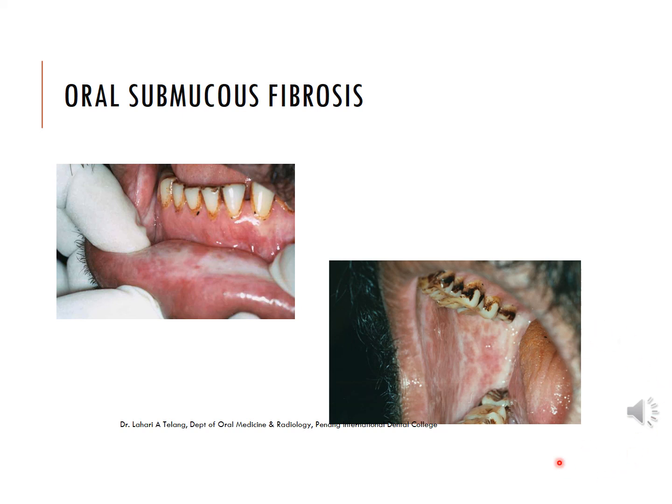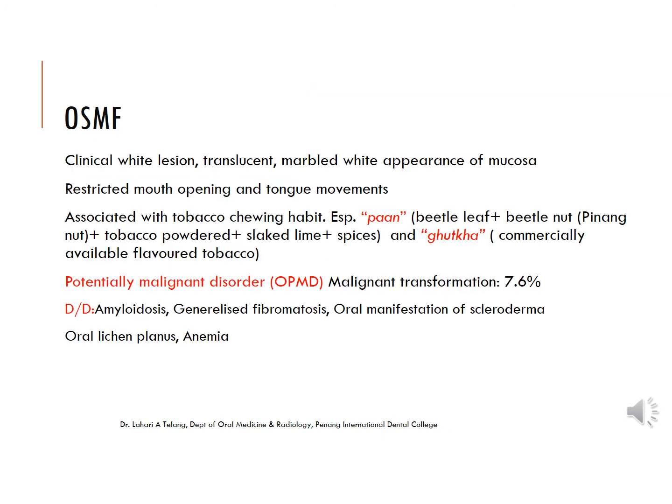One thing that is very important to observe is, first of all, there will be a lot of clues in the oral cavity to suspect that this patient has been using tobacco, like the stains that you see on the teeth here, classical tobacco or betel nut stains. OSMF is a clinical white lesion with translucent marbled white appearance of mucosa. There is restricted mouth opening and tongue movements.